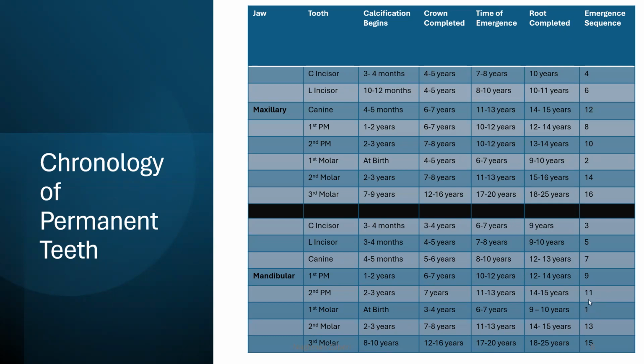Mandibular first molar is supposed to be, if there is no other variation, the first permanent tooth to erupt. But there could be a variation: the mandibular central incisors could also erupt before the first molar. But upper and lower first molars appear almost simultaneously. Then the mandibular central incisor, then the maxillary central incisors, the mandibular lateral incisor, then the maxillary lateral incisor, then comes the mandibular canine, and so on. So here you can see all the sequence.